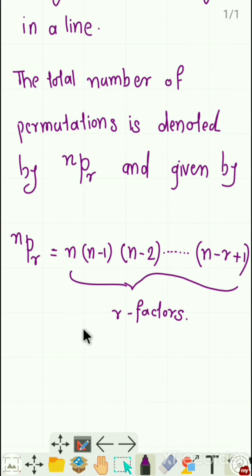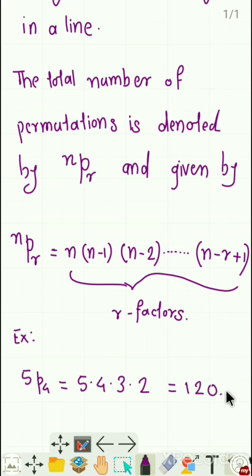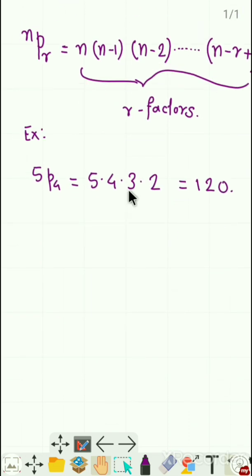Let us take one example: 5P4. On the right hand side there must be r factors, meaning 4 factors, and these factors are 5, 4, 3, 2. So these are the 4 factors, and the value of this is 120.